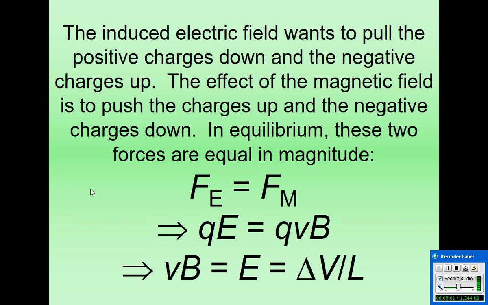Well, little v, the speed, times B, the magnetic field strength, is then equal to the electric field strength. And if we assume it's a uniform electric field within that conducting material, then we can say that the electric field is equal to the difference in voltage divided by the length over which there is a difference in voltage. So I can say the speed times the magnetic field strength equals the potential difference divided by the length of the bar.